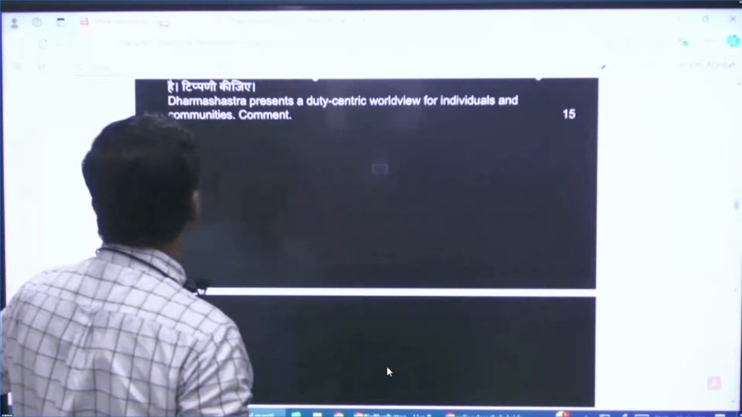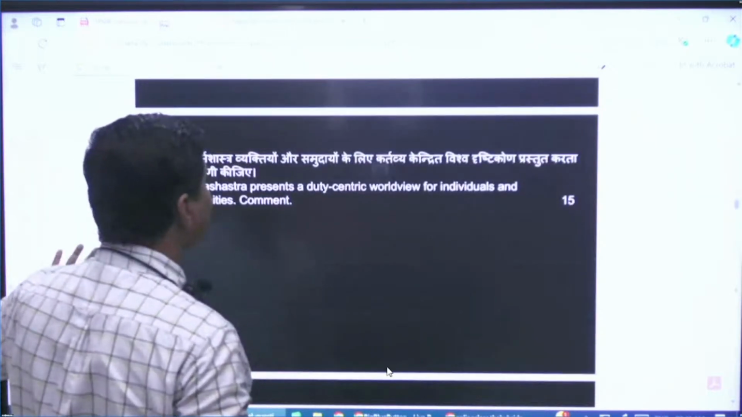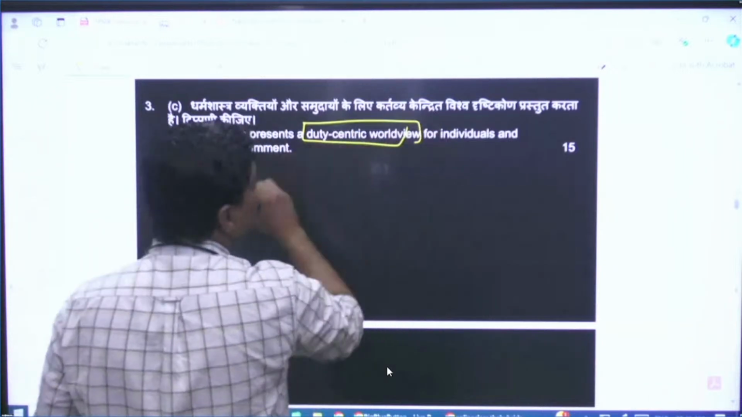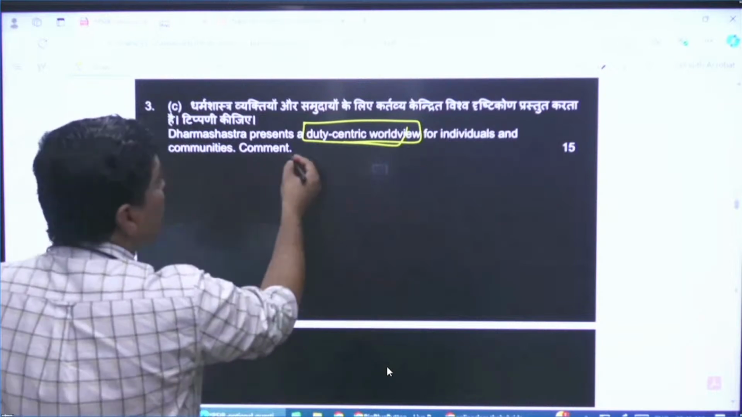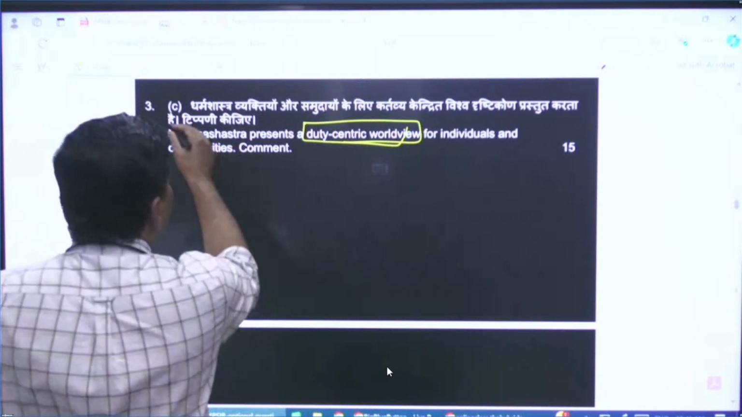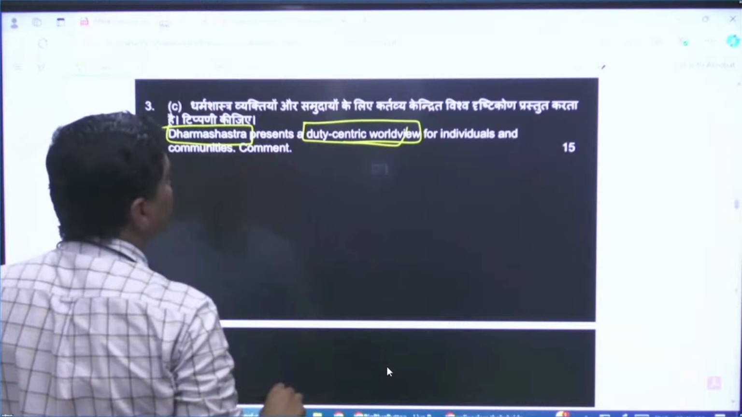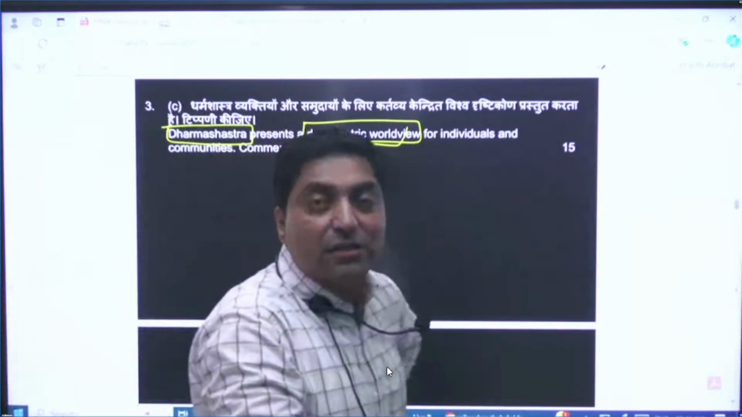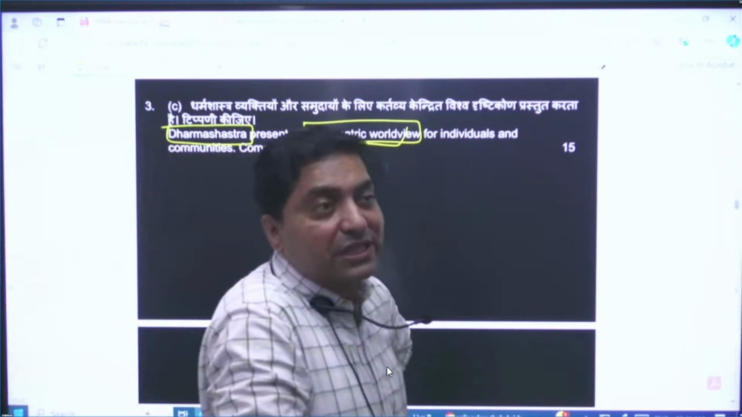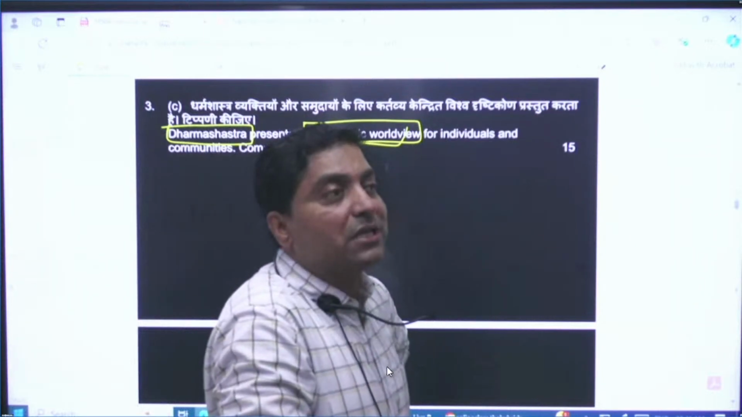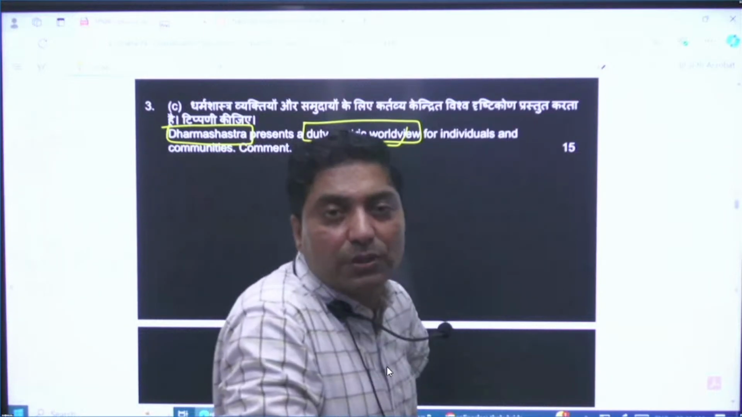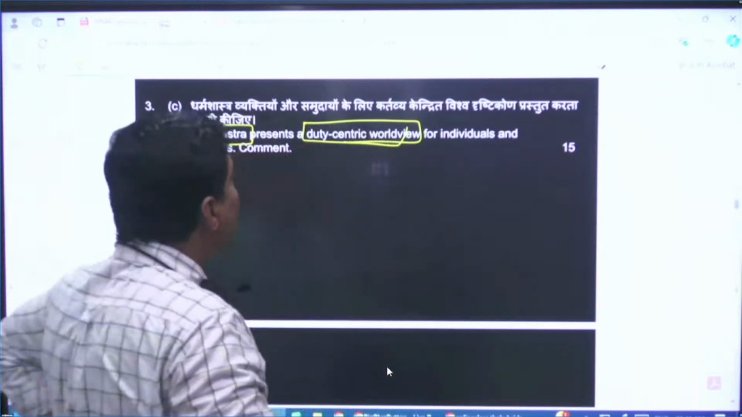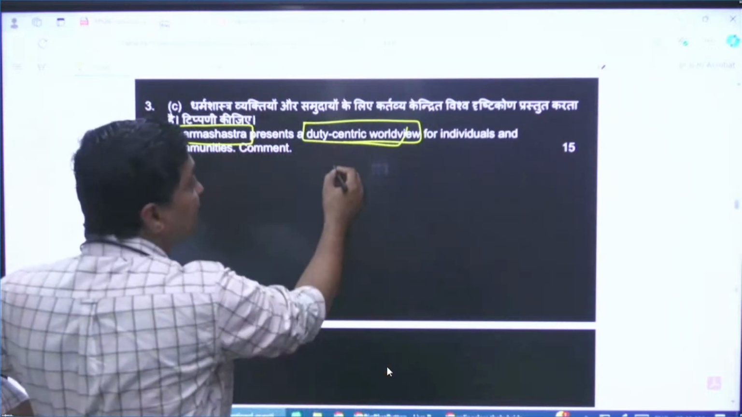Now, Dharma Shastra presents a duty-centric worldview for the individual. If you look at Dharma Shastra, like Manu Dharma Shastra, Manav Dharma Shastra, first you write about Dharma Shastra. Dharma Shastra is an early literature in Indian political thought, which explains its view on state, society, individual, religion, dharma, authority, and so on. And Dharma Shastra represents a duty-centric worldview.